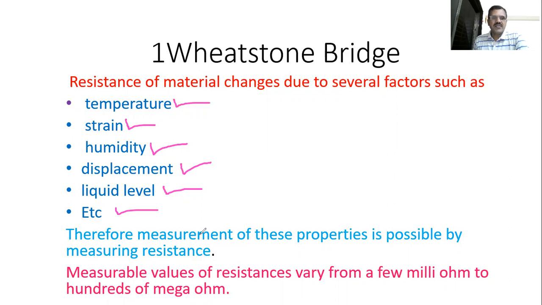Therefore, it means that by measuring the resistance, we can measure temperature, strain, humidity, displacement, liquid level, etc. Measurable values of resistances vary from a few milliohm to hundreds of mega ohm.